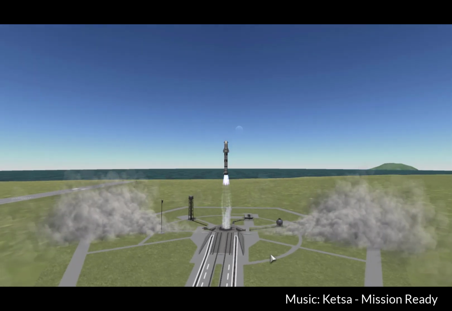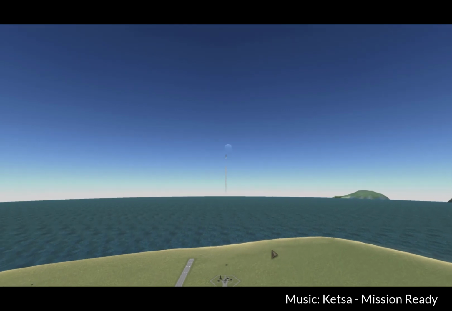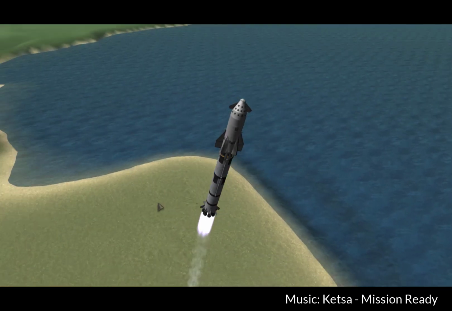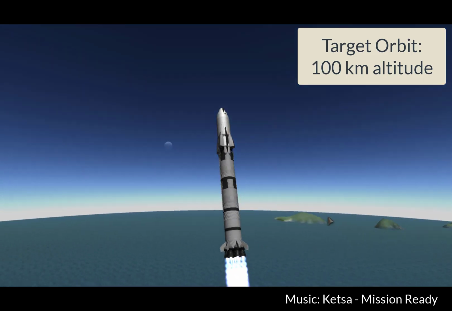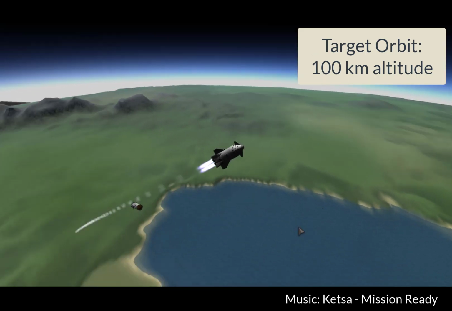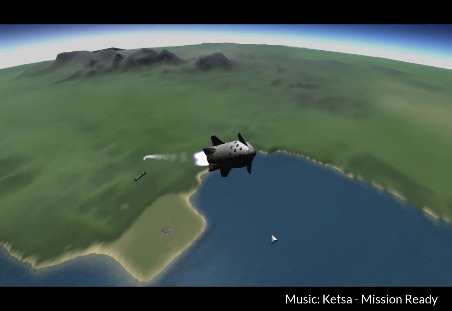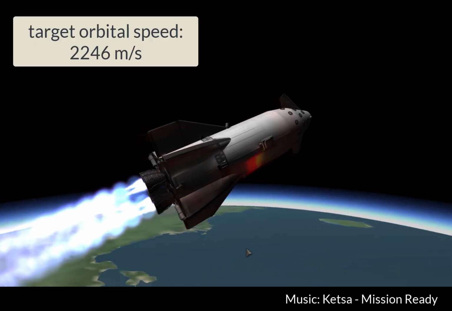In this video, I'm using the mod called Geogebra as an autopilot to launch the Mark IV into a circular orbit about Kerbin, reaching an altitude of 100 kilometers. This means we'll have an orbital radius of 700 kilometers from the center of the planet Kerbin, and due to Kerbin's mass, we need to reach an orbital speed of about 2,246 meters per second.